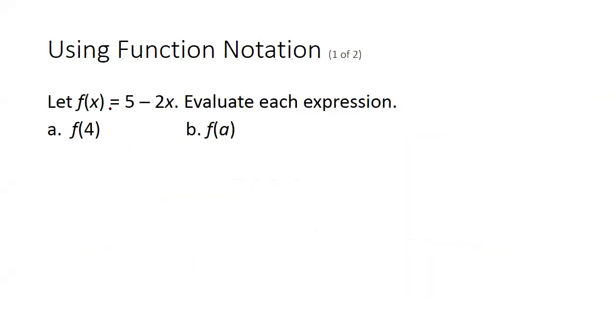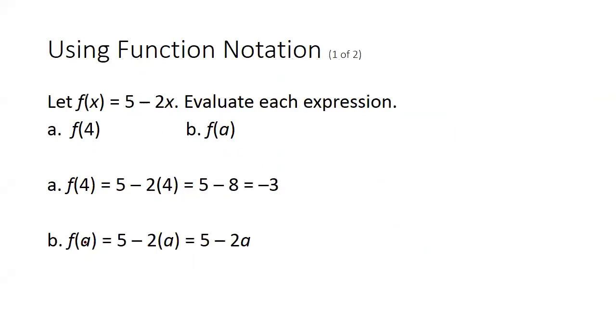So we have f of x equal to 5 minus 2x. We want to evaluate f of 4. You substitute 4 for each x, and that would be your f of 4. For 5 minus 2 times 4, that would be -3. What's f of a? You substitute a for each x. You can actually find f of anything you want.